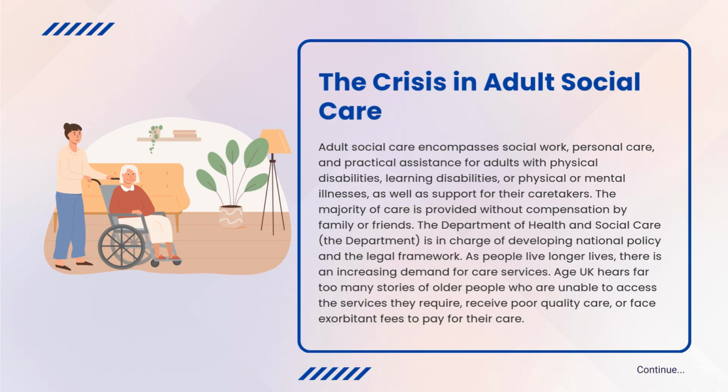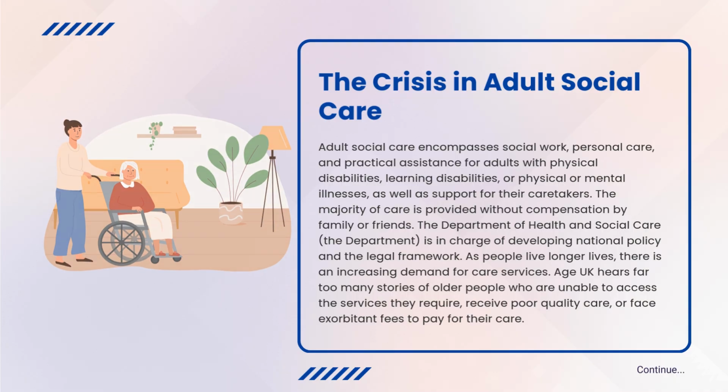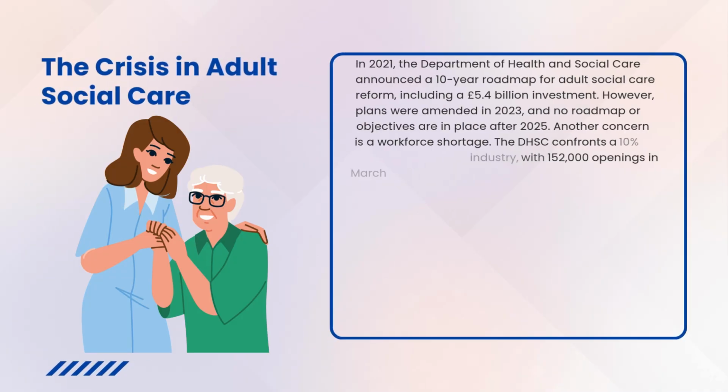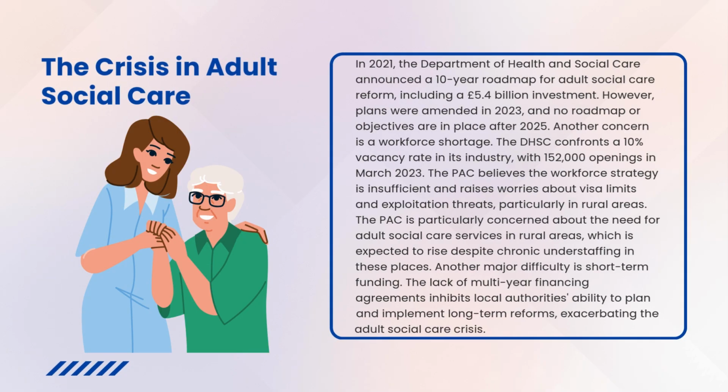Age UK hears far too many stories of older people who are unable to access the services they require, receive poor quality care, or face exorbitant fees to pay for their care. In 2021, the Department of Health and Social Care announced a 10-year roadmap for adult social care reform, including a £5.4 billion investment. However, plans were amended in 2023, and no roadmap or objectives are in place after 2025.